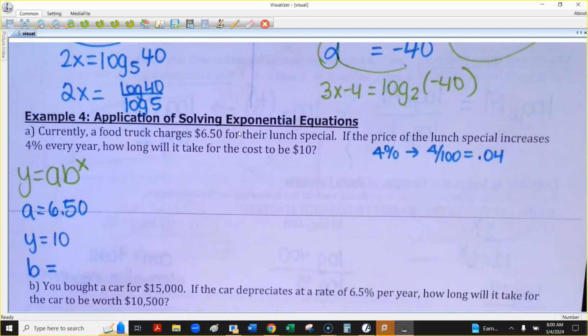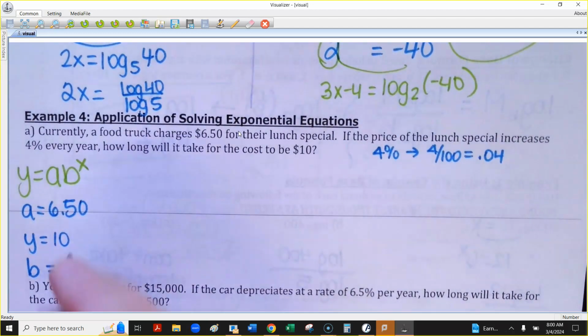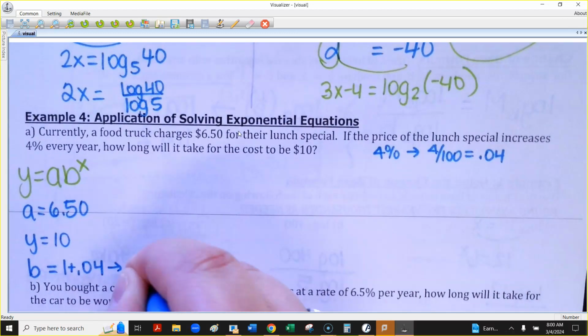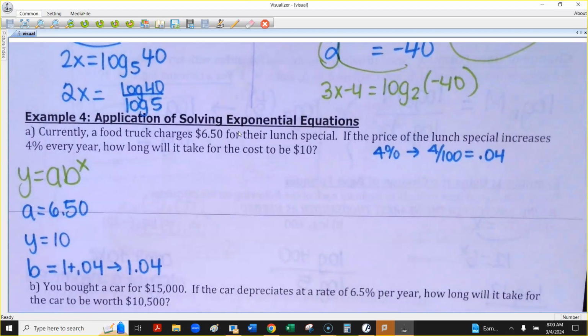Now, whenever you have decay, it's 1 minus that. We have increasing, so we have growth. So it'd be 1 plus that 0.04. The 1 accounts for what you're already paying for lunch, and the 0.04 is going to add 4% right in the same step.